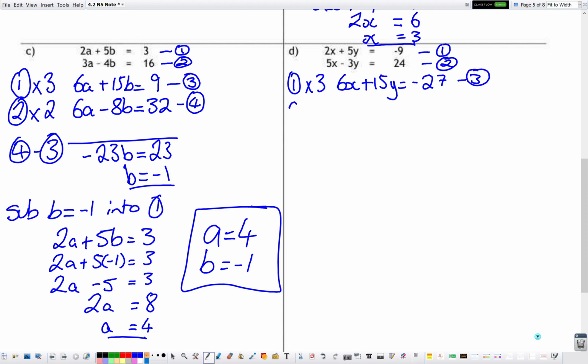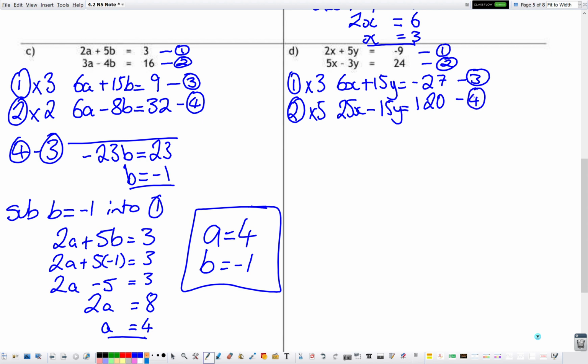Now equation number 2, to get that to minus 15y, I'm going to have to multiply it by 5. So 5x times 5 becomes 25x. Minus 3y times 5 becomes my minus 15y that I need to eliminate. And 24 times 5, that's a bit of a big number. 24 times 5, well, 20 times 5 is 100, 4 times 5 is 20, so it's 120 for equation 4.